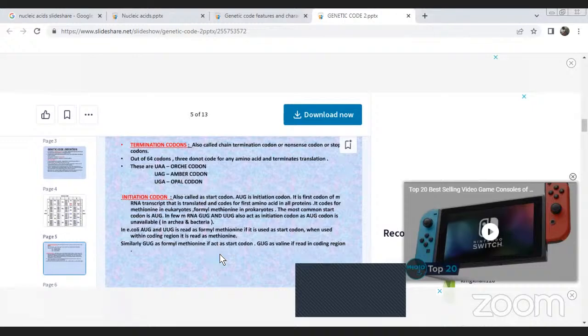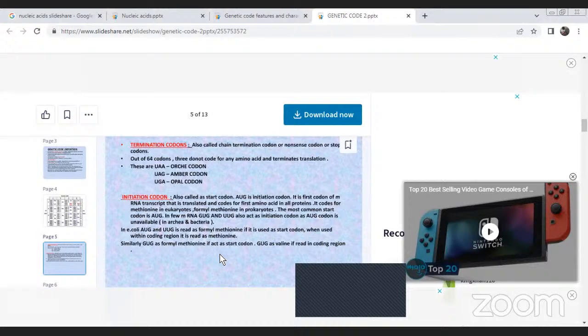What is the initiation codon? The initiation codon is the starting codon, and it is AUG. This is the first codon of the mRNA transcript that is translated, coding the first amino acid in protein synthesis. AUG is also called methionine, the start or initiation codon.